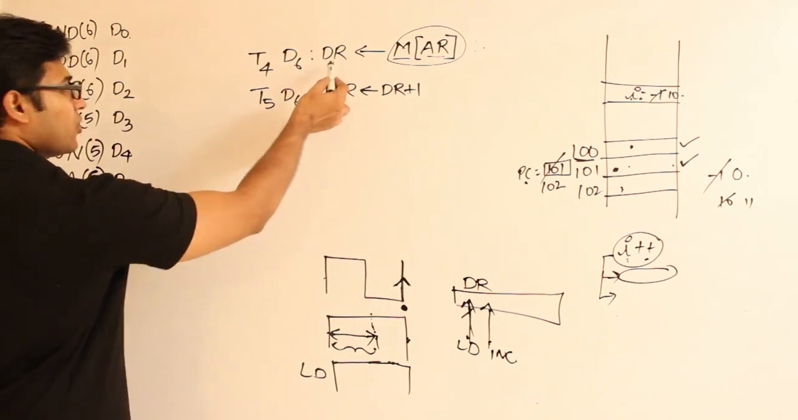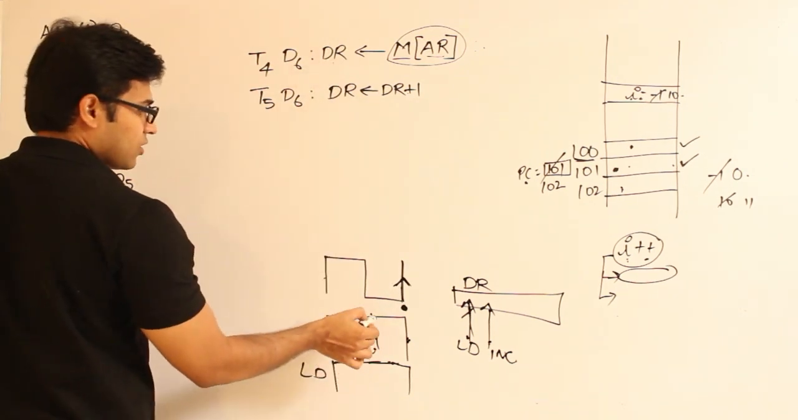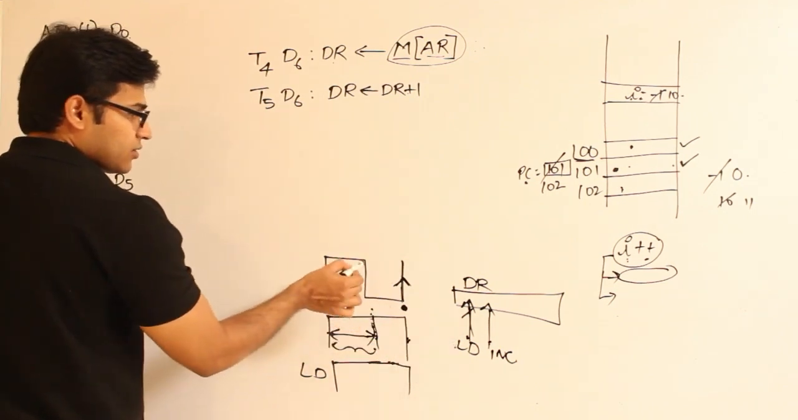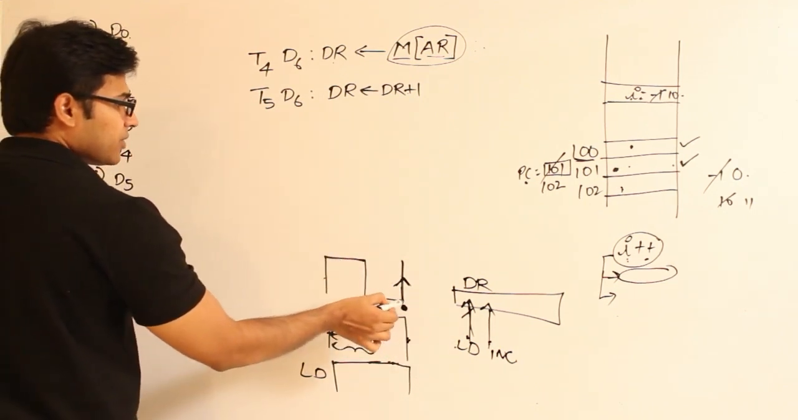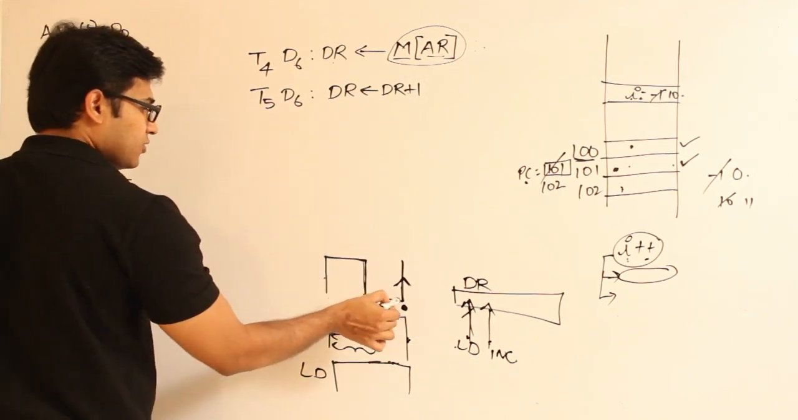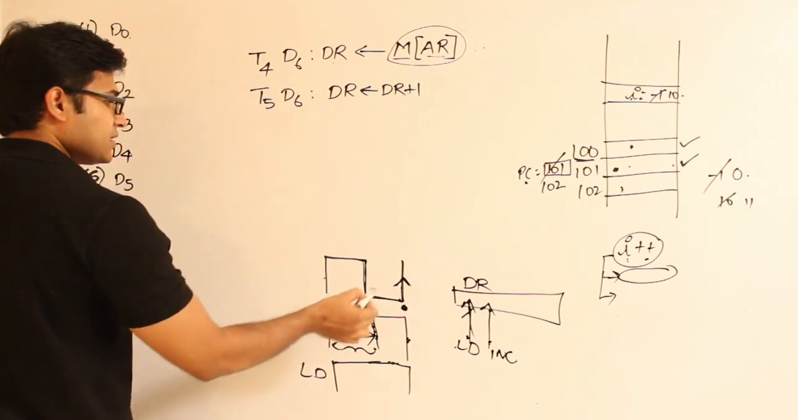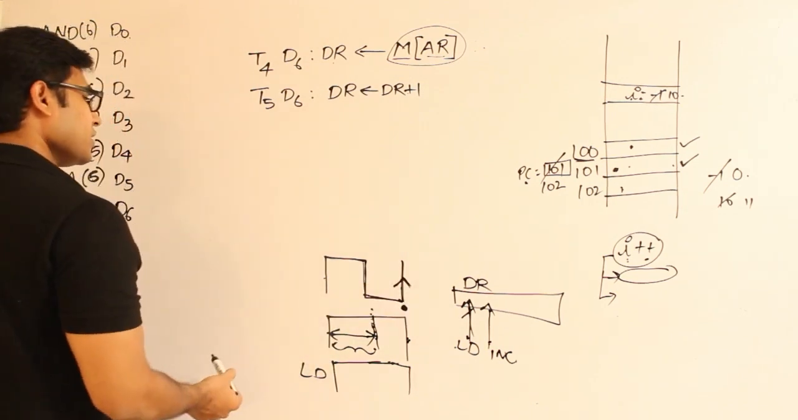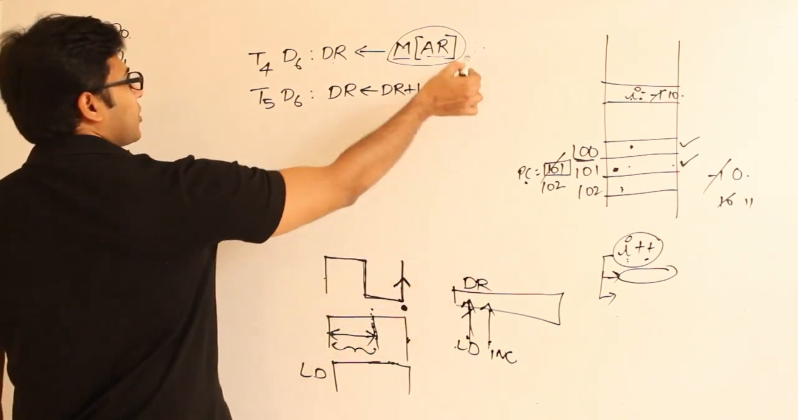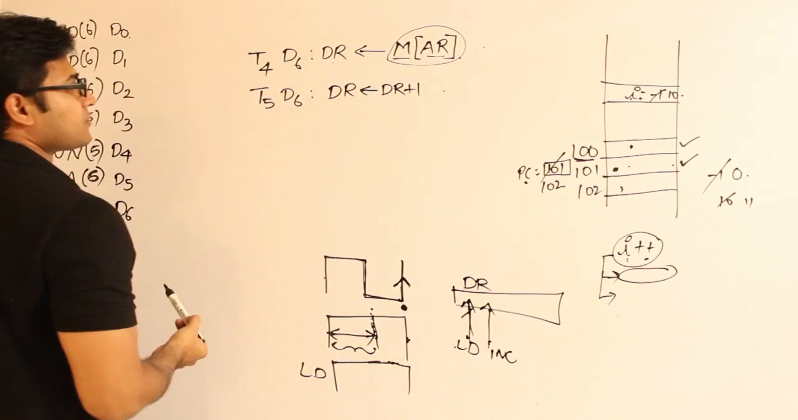In case the loading would have happened in the first half of the cycle, let us say this loading is positive edge triggered and increment is negative edge triggered, then I could have used the same cycle to perform both the operations. But since both are positive edge triggered, which means both operations are going to happen only at this point, I have to perform one, then the next.